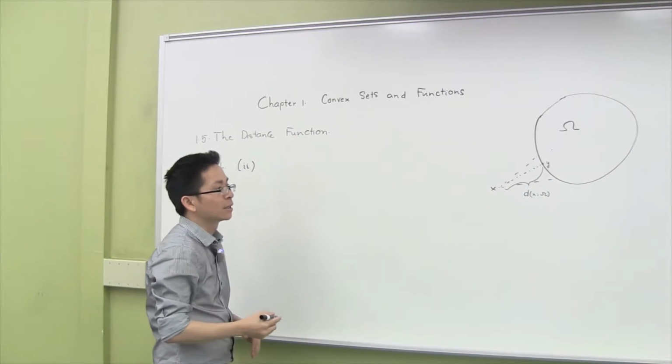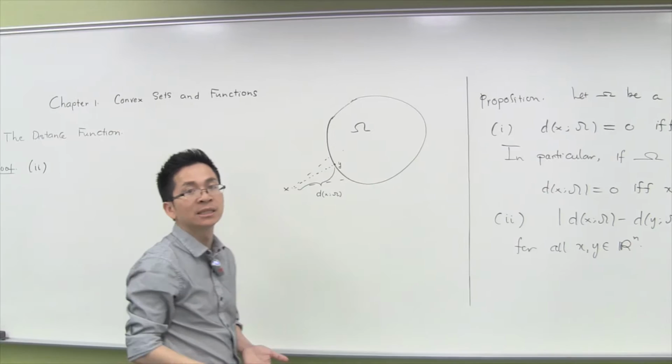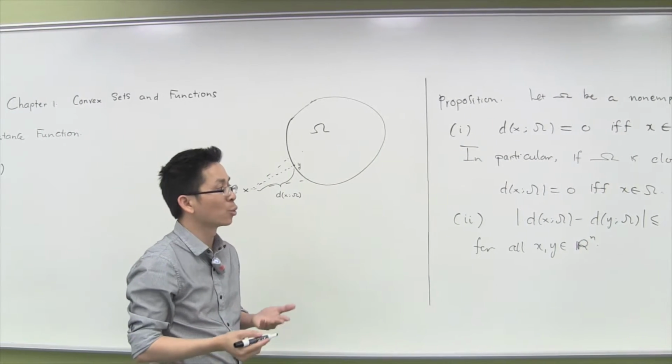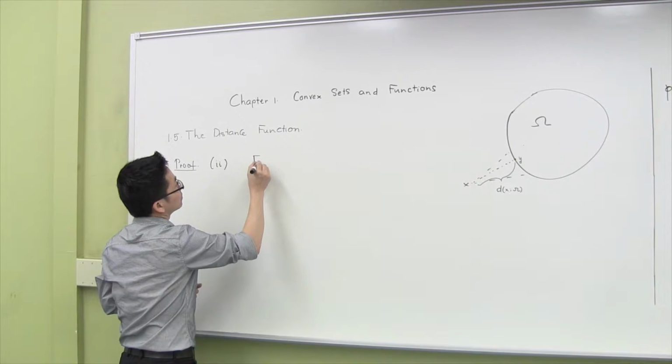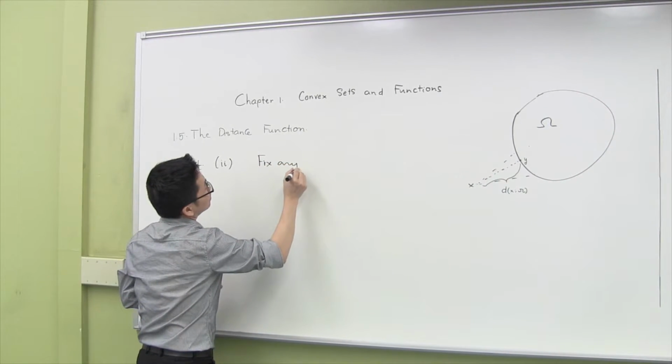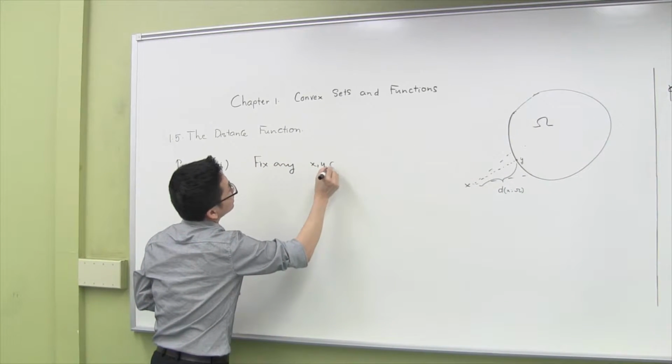Now I'm going to show that the distance function is Lipschitz continuous with Lipschitz constant 1. Now we fix any x and y in Rn.